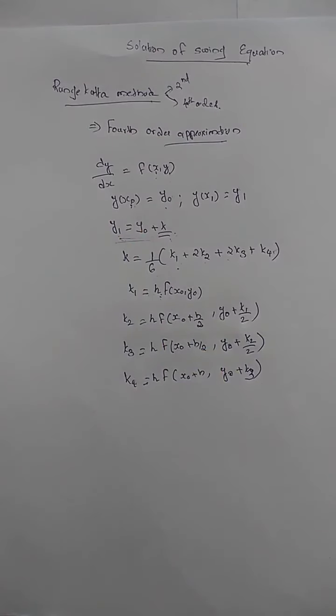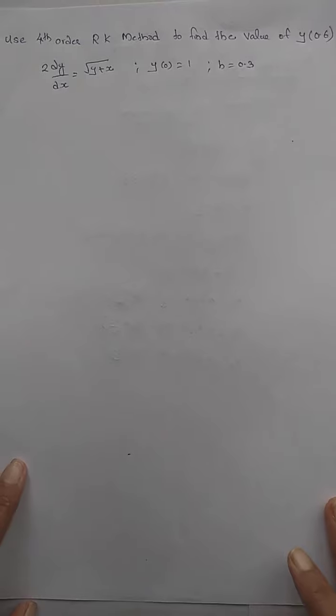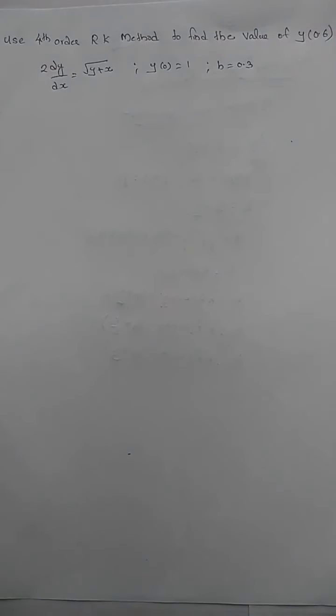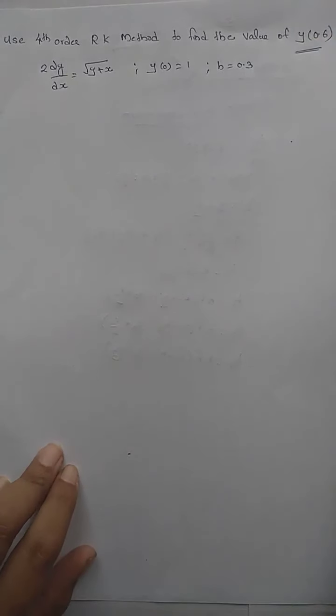Okay, so shall I do a problem? Just a simple problem so that you will understand what is a Runge Kutta method. Okay, so this is my question, that is we have to use fourth order Runge Kutta method to find the value of y of 0.6. Okay, so what is the equation? That is dy by dx is equal to root of y plus x. Okay, so what is the value we have to find out is 0.6.